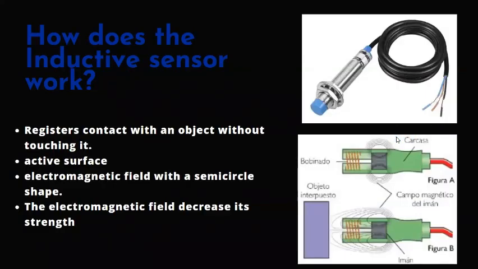The inductive sensor registers a contact to an inserted object without touching it. The sensor has an active surface called an oscillator on its front, and this generates an electromagnetic field with a semicircle shape. When a metal object is near the detection zone, the electromagnetic field will decrease its strength, and this allows the sensor to detect how far the object is.